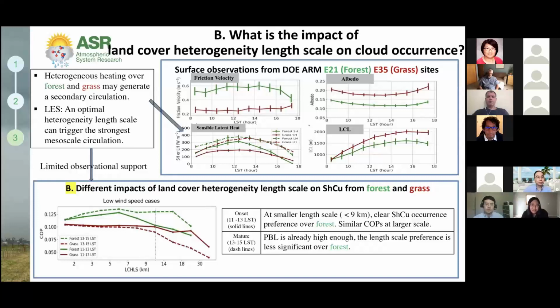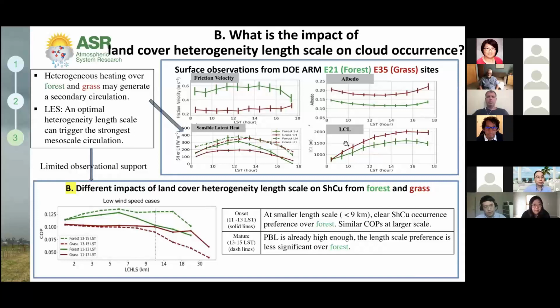And secondly, we designed our analysis very carefully. For example, we separate low and high wind speed cases, and we also developed a method to quantify the heterogeneity length scale on the complex land cover map. And for more details, feel free to come to my poster.